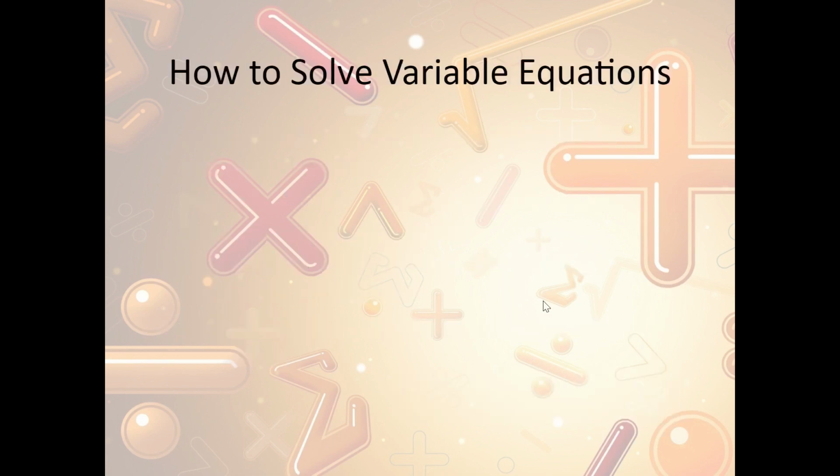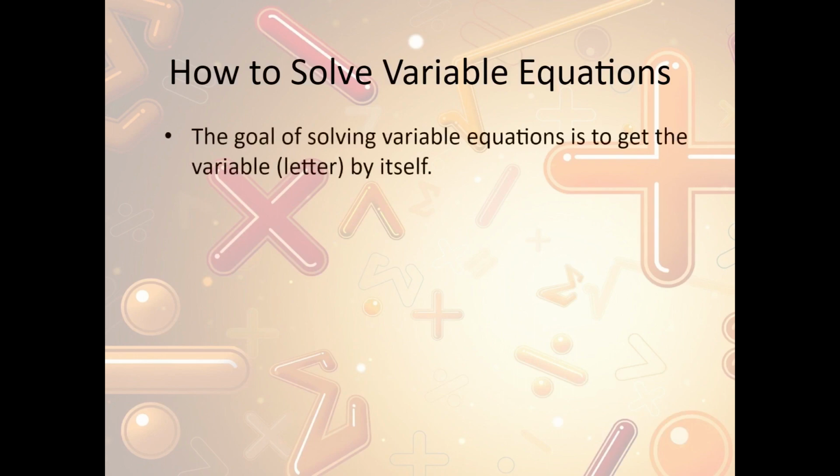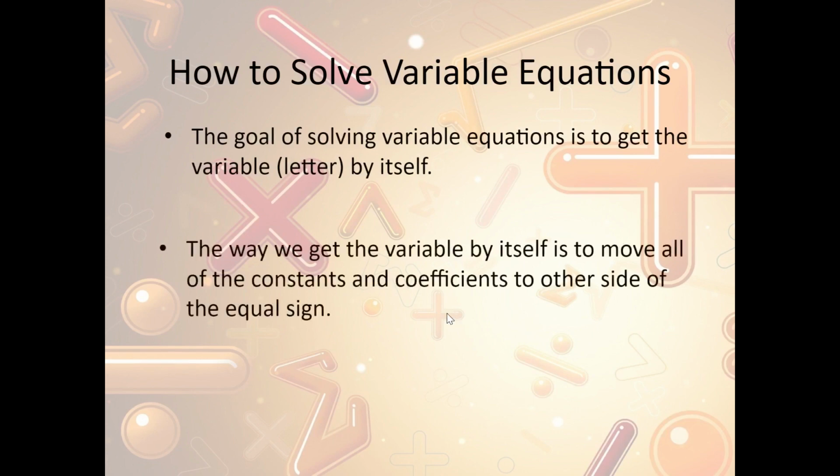Now, how do we solve variable equations? The goal is to get the letter or the variable by itself. So we need to get everything away from the variable. And the way we do that is we're going to move everything, the constants and the coefficients, to the other side of the equal sign. So all the numbers go to one side and the variable stays by itself.